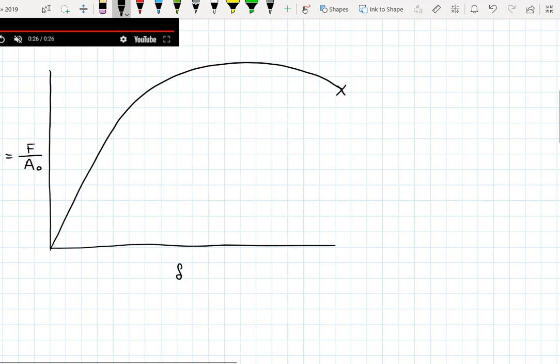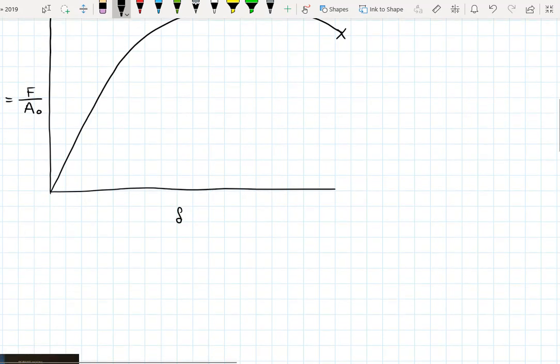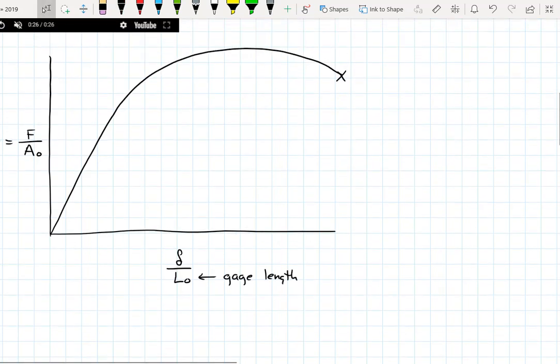And then the denominator, if I take the delta and divide by the original length, which is called in this term a gauge length, sometimes there's a U in gauge, depending on if you want to spell it with a U or not, then that term, delta over L naught, is strain. So what I've created is a stress strain plot.